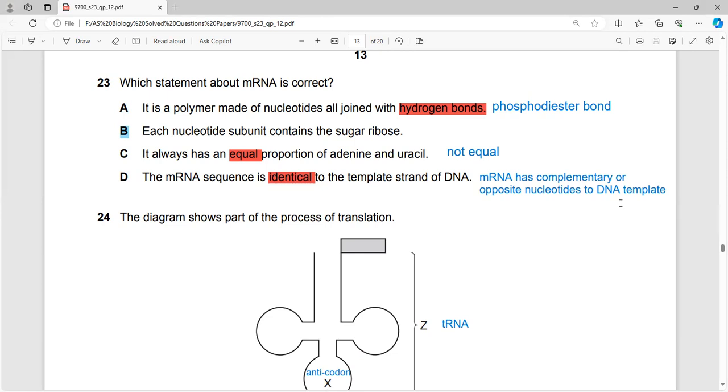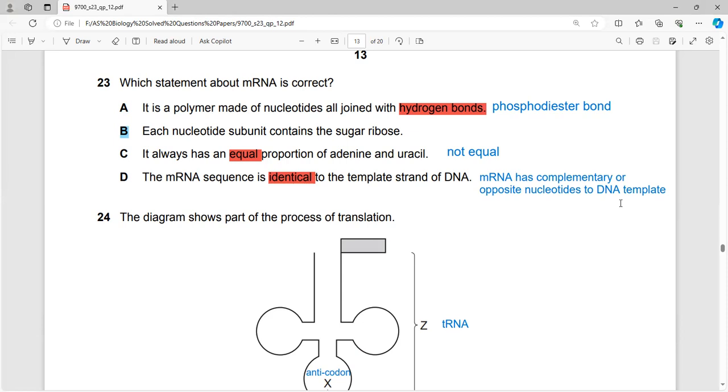Option C: it always has an equal proportion of adenine and uracil. The proportion of adenine and uracil is not equal. Why? Because it's not completely a double-stranded molecule. So the adenine is not always paired opposite to the uracil, and it's not equal in amount.